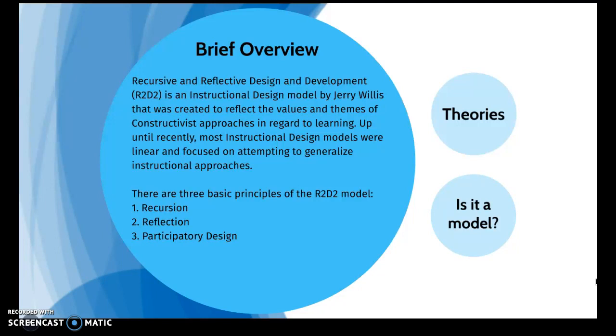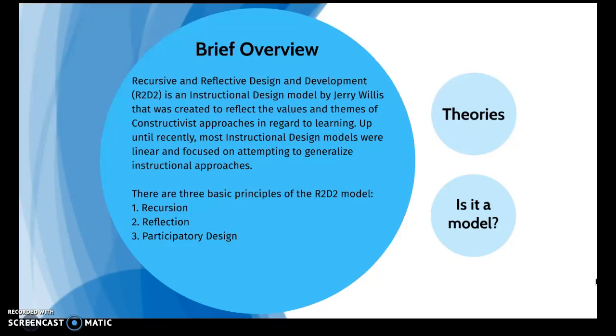The Recursive and Reflective Design and Development, or R2D2 model, is an instructional design model by Jerry Willis that was created to reflect the values and themes of constructivist approaches in regard to learning. Up until recently, most instructional design models and processes were linear, and they focused more on attempting to generalize instructional approaches as opposed to focusing more on specific context, which is what the R2D2 strives to do.